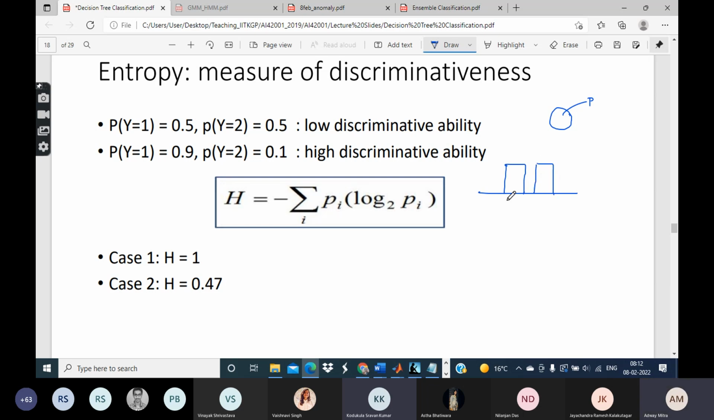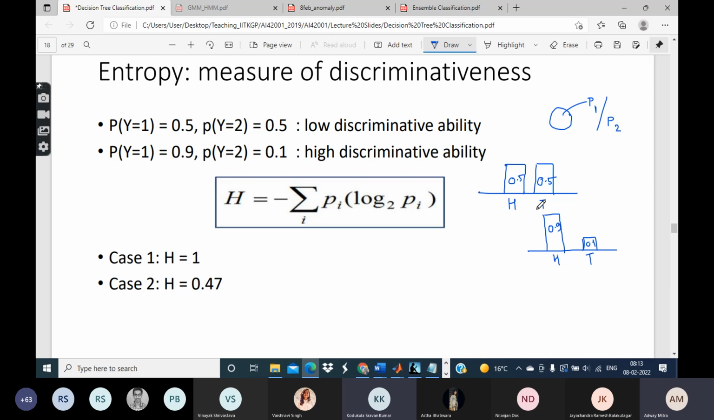That means the probability that a random toss gives you a head is 0.5, and the probability that you get a tail is also 0.5. Let us call this P1. And similarly, there is another coin with a bias P2, which is as follows. Here, the probability of getting a head is 0.9 and the probability of getting a tail is 0.1.